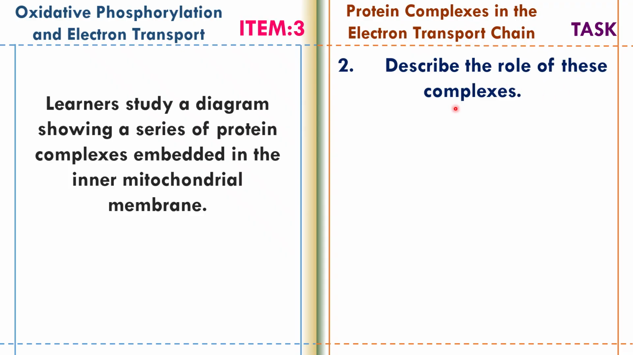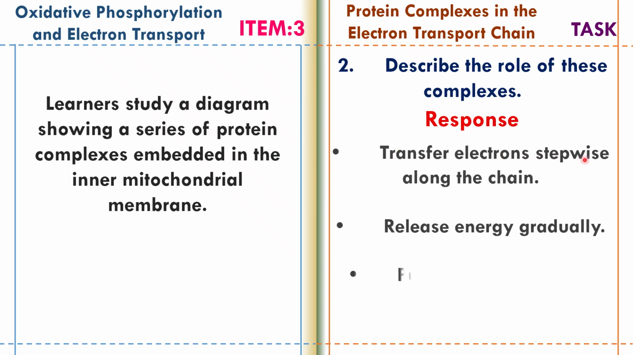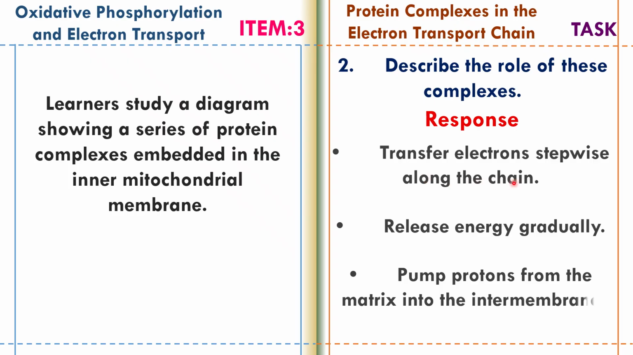Describe the role of these complexes. They transfer electrons stepwise along the chain. They release energy gradually. They pump protons from the matrix into the intermembrane space. That is complex 1, complex 3, and complex 4.